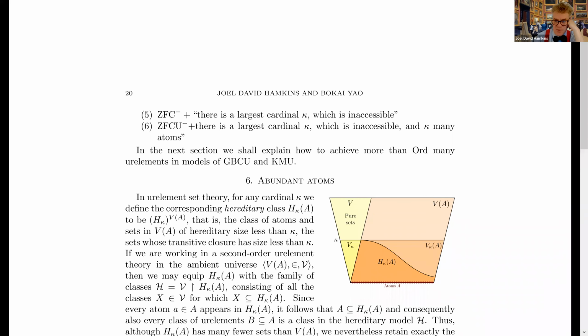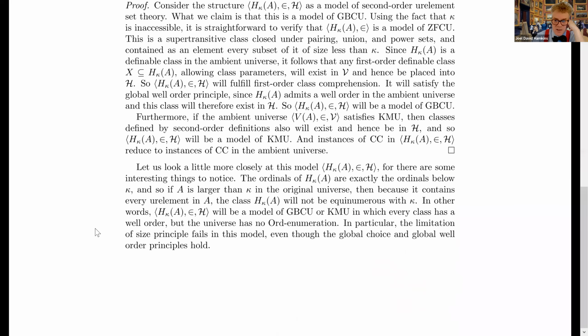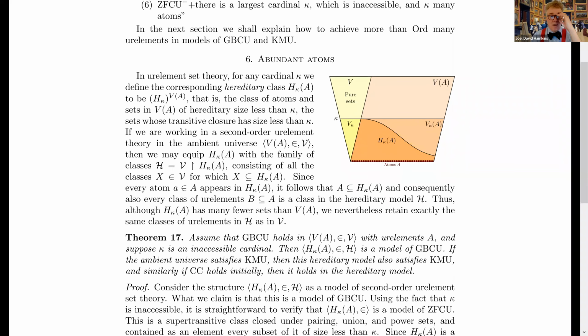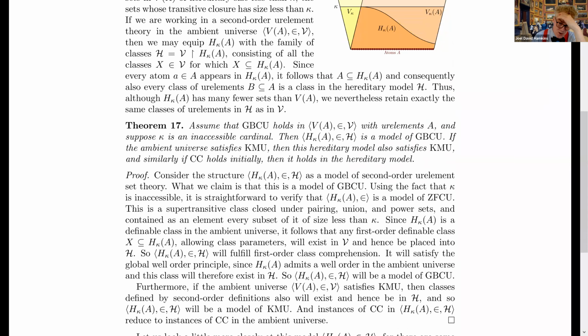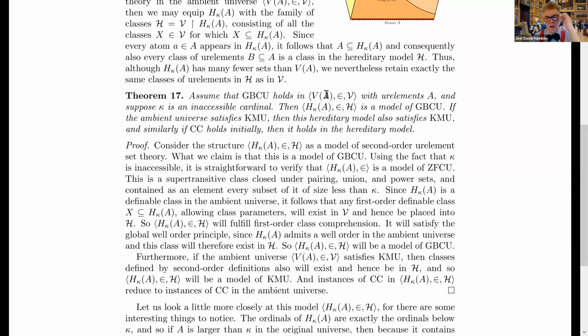So now I want to come to this axiom, the abundant urelement axiom. Let's first prove the following. Suppose we have a model of GBCU and kappa is an inaccessible cardinal, then we can cut down to the hereditarily less than kappa sets. These are the sets of hereditary size less than kappa, but using all the urelements. We only keep as sets the small ones, but the classes will have all of the subclasses of this model. Then the claim is that this is also a model of KMU.